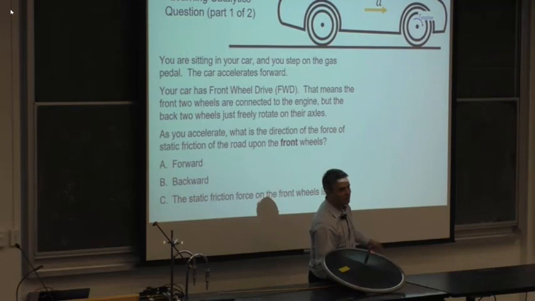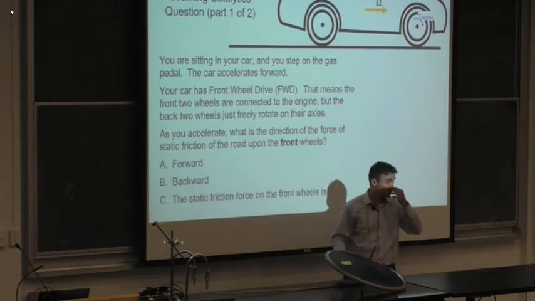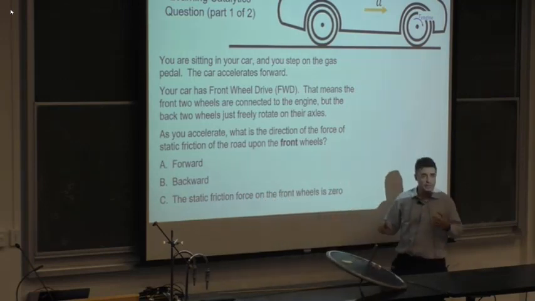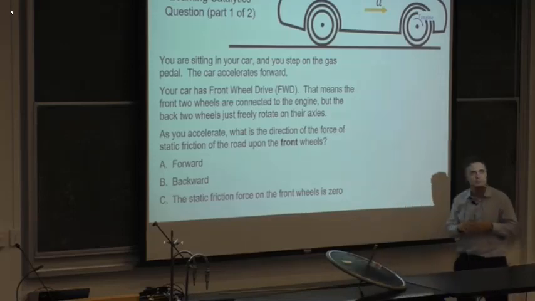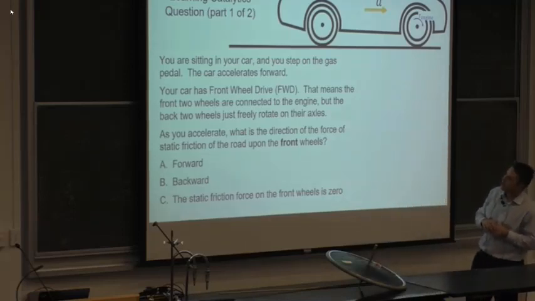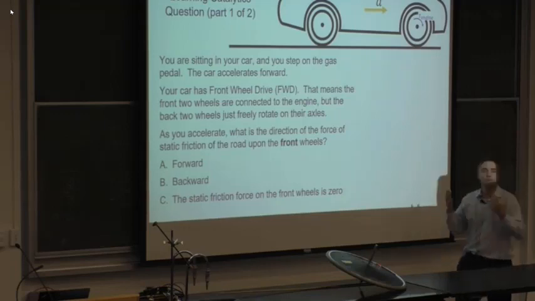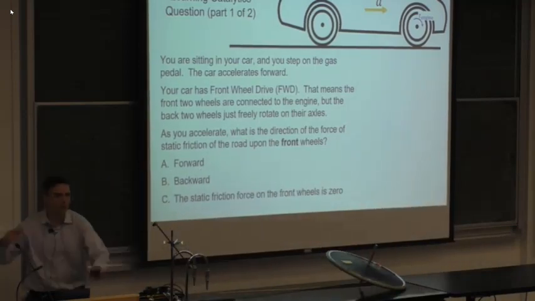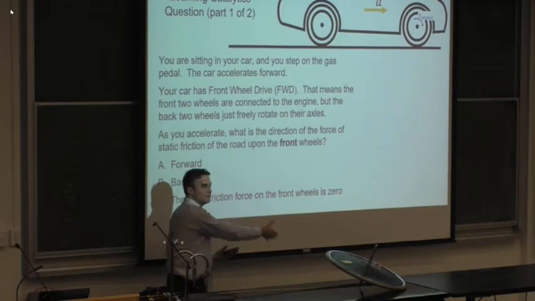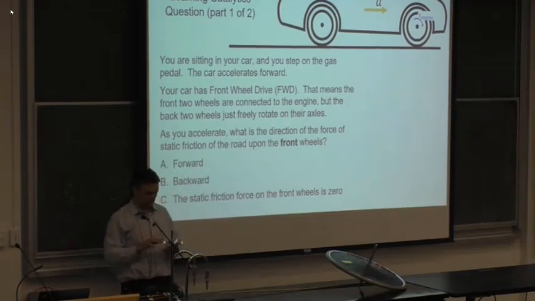So the reason the front wheels, which are connected to the engine, are turning is because you stepped on the gas and there is some internal engine torque on those front wheels. But anyway, the question is, as you accelerate, what is the direction of the force of static friction of the road upon the front wheels? Give me a minute to think about that. And by forward, I mean that way, to the right, or backwards is to the left.